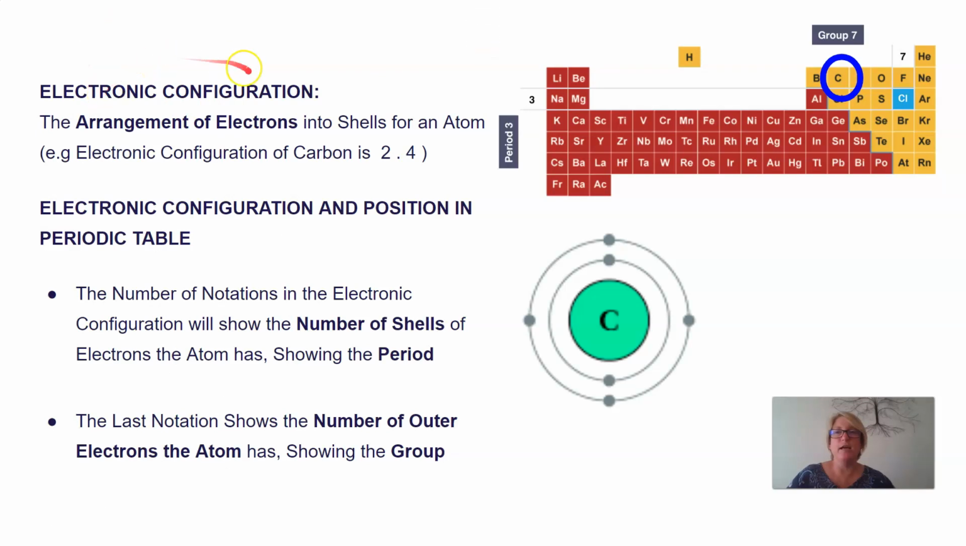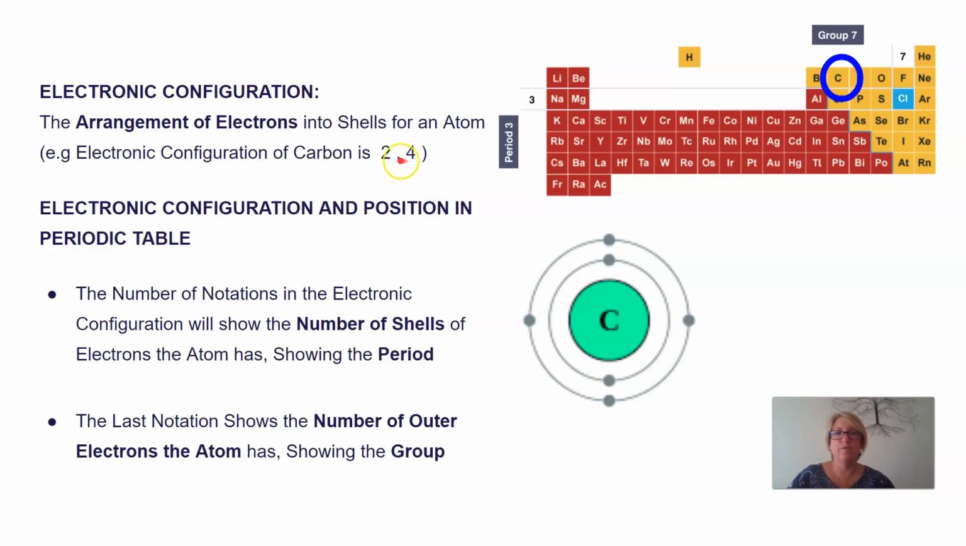So let's have a look at the electron configuration and remind ourselves what it is again, because this is quite a tricky concept to understand. It is the arrangement of electrons into shells for an atom. For example, let us have a look at carbon. On the periodic table, here we find carbon. It's in period 2, and it is in group 14.